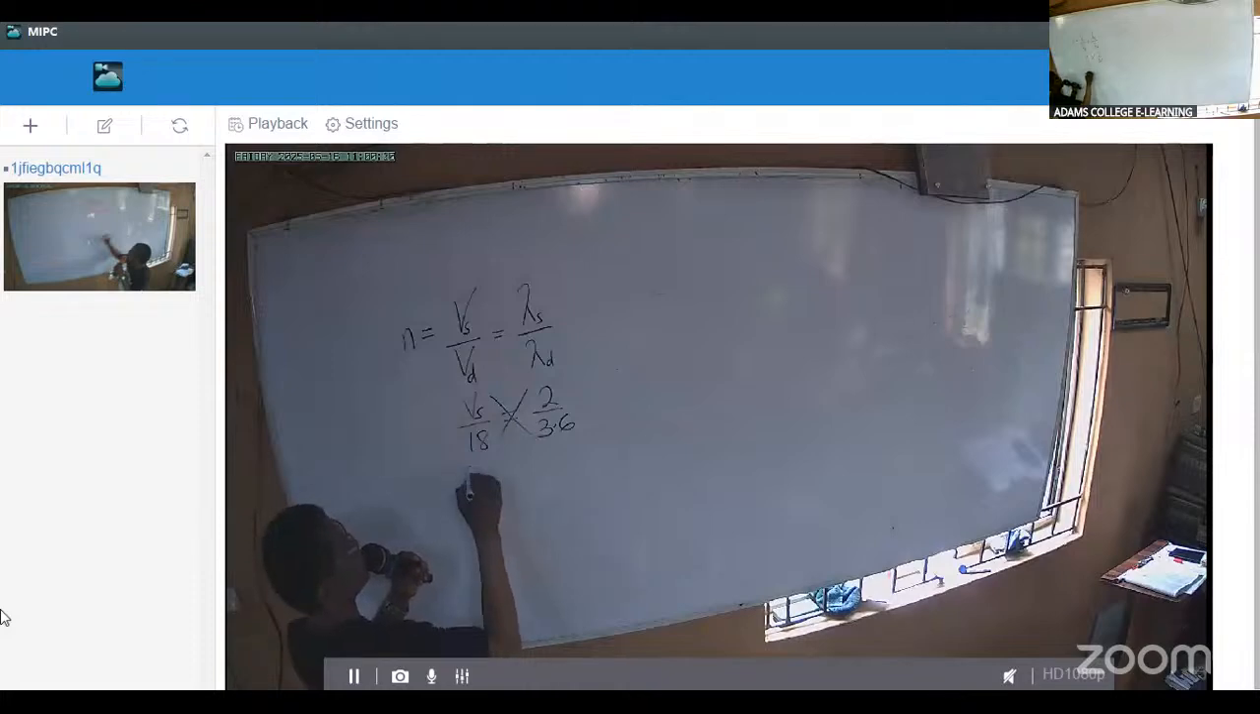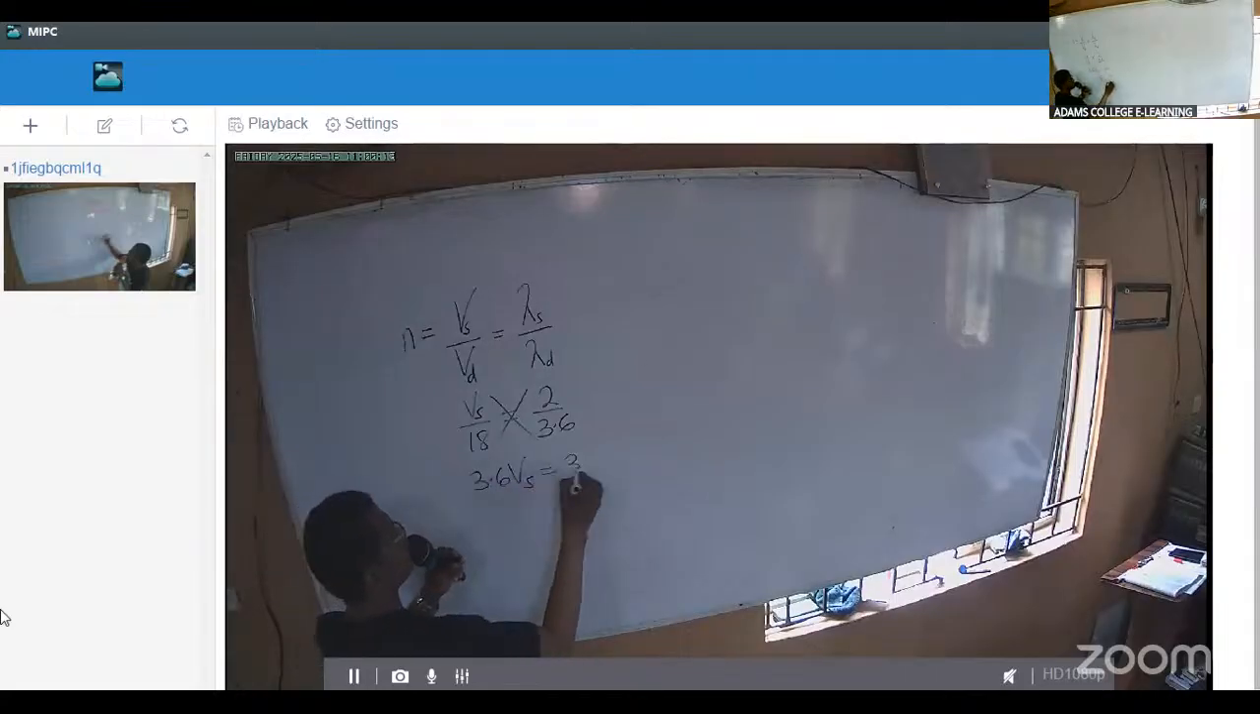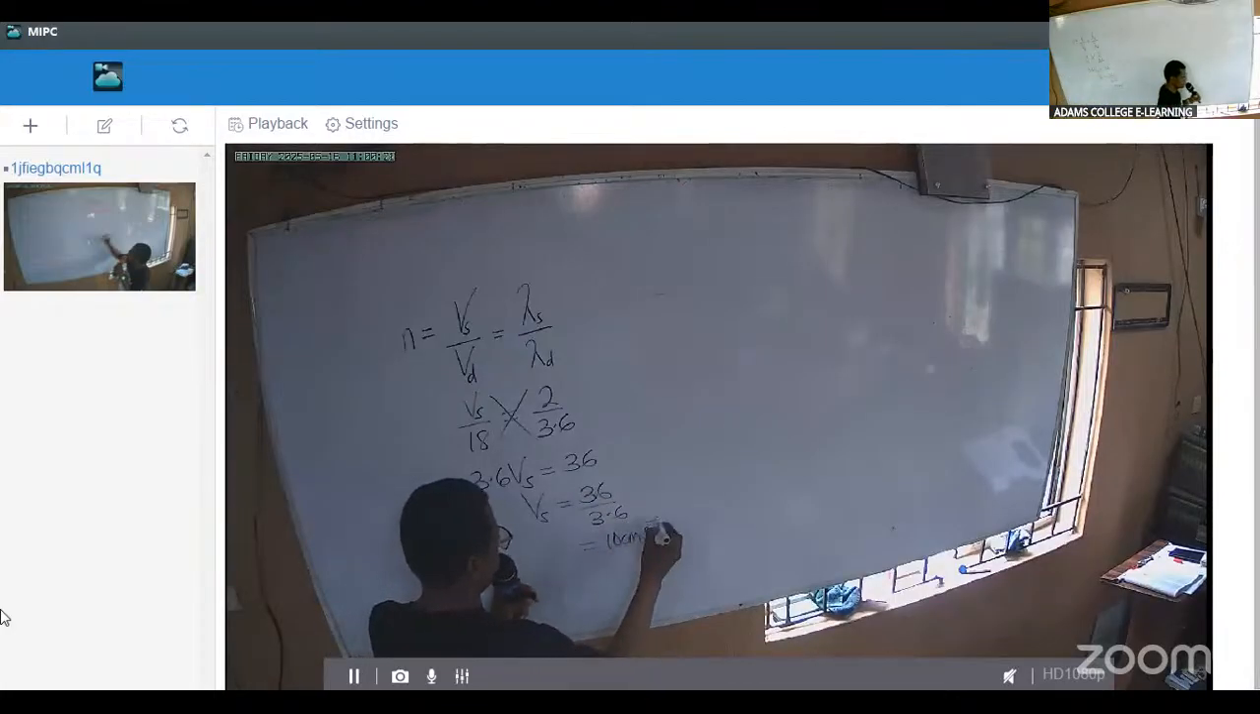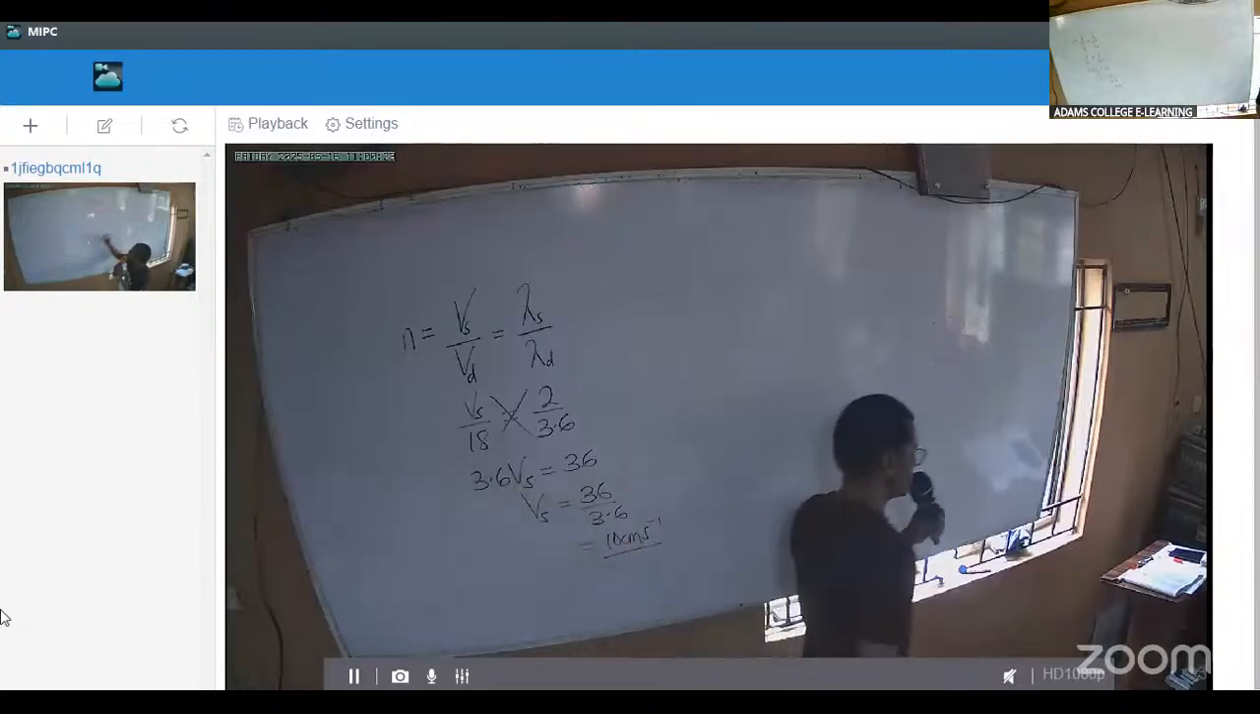So we're going to have 3.6 Vs equals 36. So velocity in the shallow water will now be 10. Is that correct? 10 centimeter per second. So many of you got it.